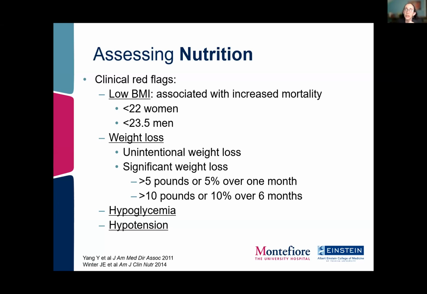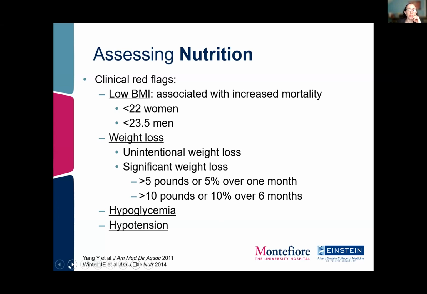And so there's this interesting J-shaped curve, which is part of why we're so concerned about weight loss. We look for low BMI. We look for weight loss that's unintentional or significant amounts. So more than 5 pounds or 5% over 1 month, or more than 10 pounds or 10% over 6 months. These are some handy rules of thumb. Or when we see patients presenting with hypoglycemia, a low blood sugar, or hypotension, low blood pressure, it may be a clue that there are some nutritional issues.